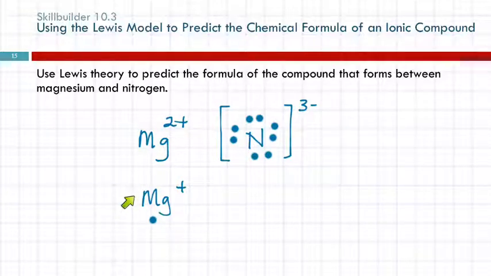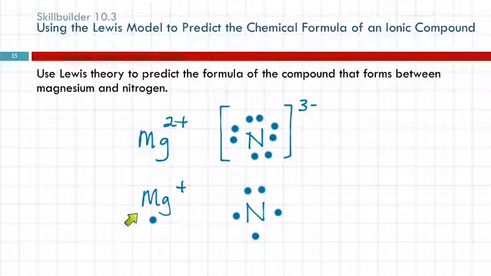Is this magnesium happy? No. It needs someone else to take an electron. We're just dealing with magnesium and nitrogen, so that means we need to bring in another nitrogen atom. Magnesium says, well, you take this electron. And the nitrogen says, oh, I'd be happy to. These guys are a little more sophisticated. So we move that 1 electron from magnesium to nitrogen.